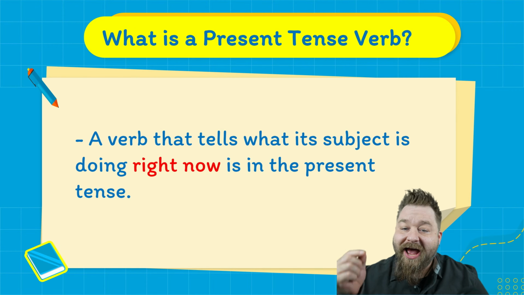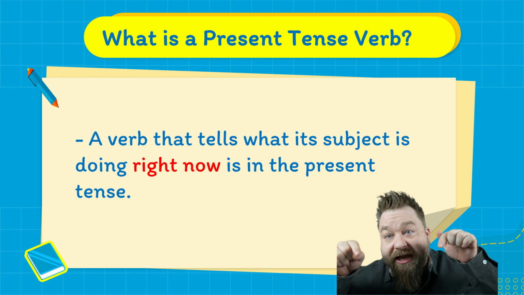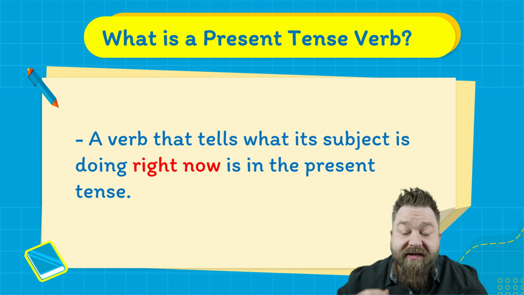Now, today's lesson is lesson number 5, all about present tense verbs. Now, I know you're going to ask, what's a present tense verb? Well, a verb that tells what its subject is doing right now is in the present tense. Oh, right now is the present tense.